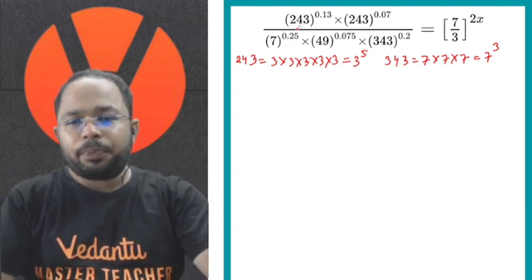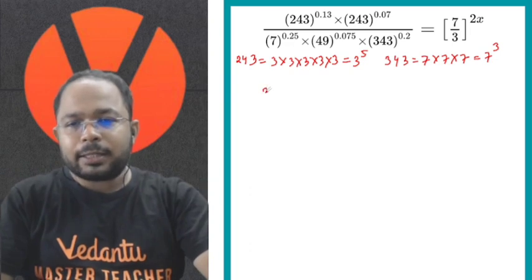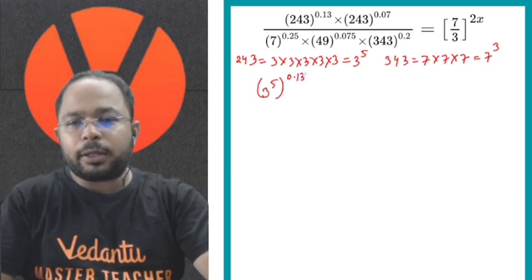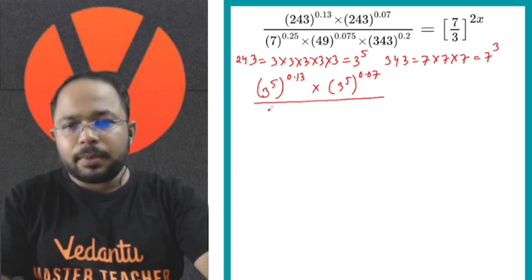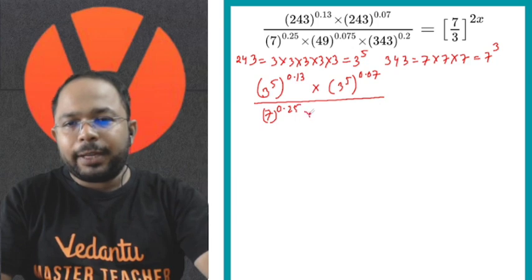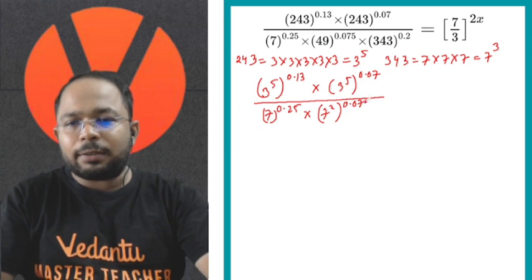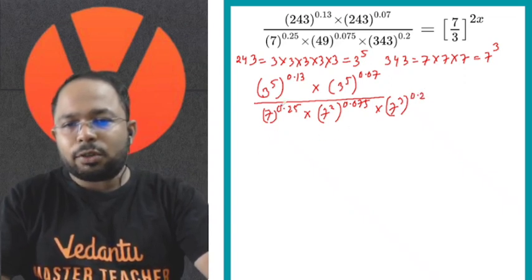So from here we get the trick. 243 can be written as 3 to the power 5, whole bracket to the power 0.13, into 3 to the power 5, whole bracket to the power 0.07, divided by 7 to the power 0.25 into 7 to the power 2, and 0.075 into 7 to the power 3. So we can solve it.